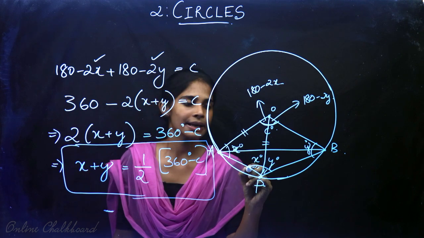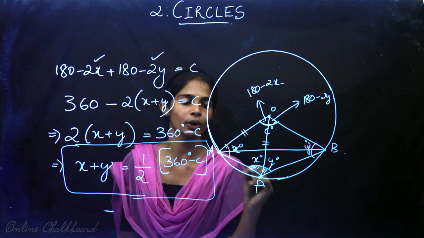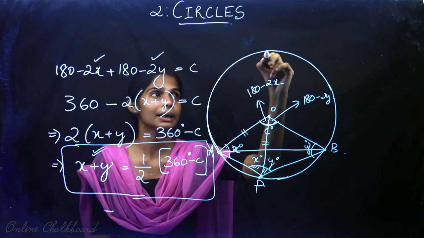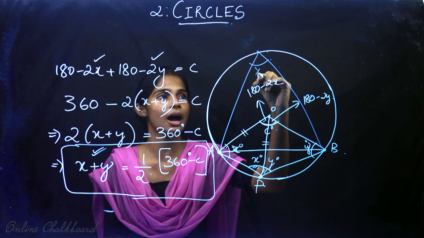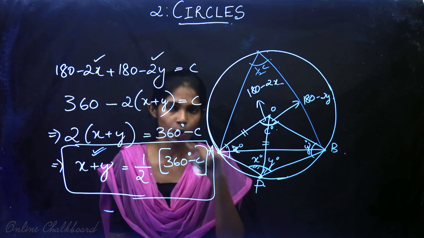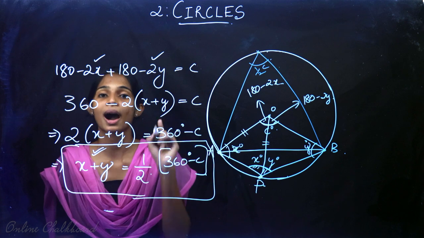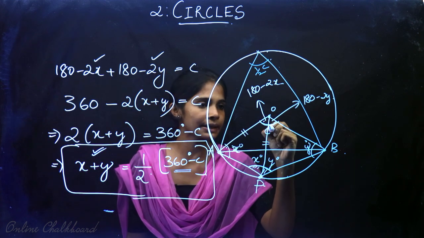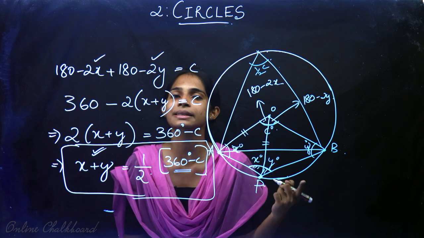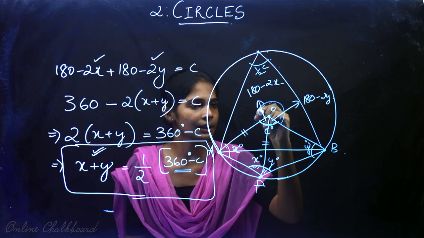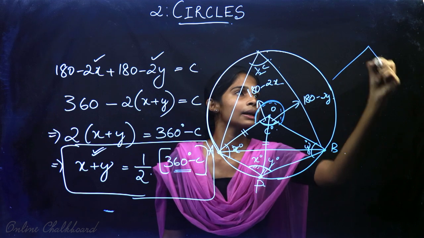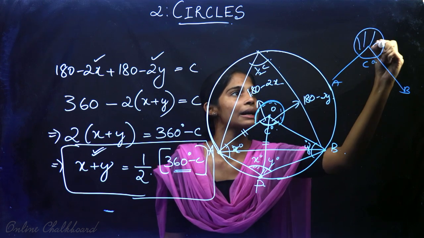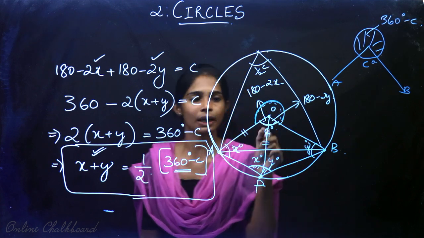Now, x plus y, as we have done previously, is angle APB. That is the angle formed at a point on the arc. Now x plus y is half of 360 minus C. 360 minus C is the remaining angle all around. If the center forms the angle C, then 360 minus C is the remaining angle. Then the remaining angle in the circle is 360 minus C.